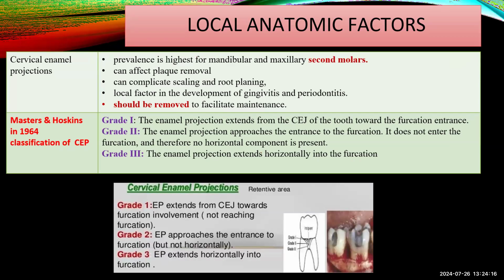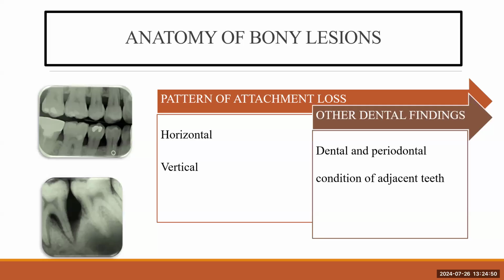And cervical enamel projection. Cervical enamel projection prevalence is highest for mandibular and maxillary second molars. It can affect plaque removal and should be removed to facilitate maintenance. And according to Masters and Hoskins, it has been classified into grade 1, grade 2, and grade 3. Grade 1, the enamel projection extends from the CEJ towards the furcation, but it does not reach the furcation. Grade 2, it approaches the entrance to the furcation, but not horizontally. Grade 3 extends horizontally into the furcation.